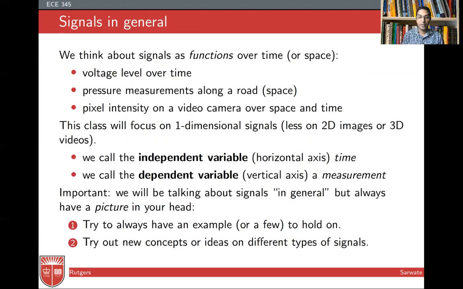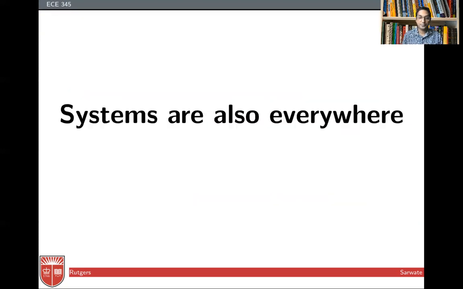Since we're going to focus on 1D signals, we're going to call the horizontal axis time. So we're going to be looking at signals as a function of time, and the dependent variable, the vertical axis on our plots, is going to be the measurement. So we're going to be talking about signals fairly abstractly, but it's always important to have some kind of picture in your head. So like a few examples, as I mentioned before, and then you can try to associate concepts we learn in the class back to these original signals or these applications that you have in mind for signals.